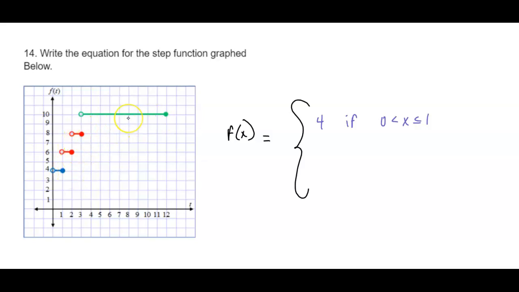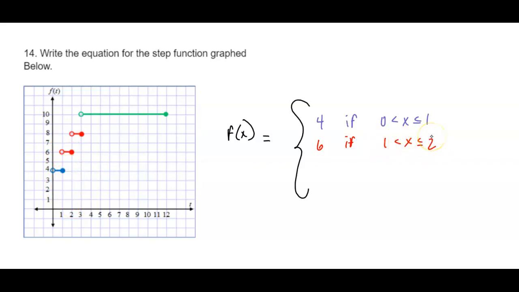So rather than restate that over and over again, for all of these steps right here, the right number on my inequality should be the equal to because they're all closed. The left number should be the one that's not equal to. All right, my second segment is a horizontal segment crossing at 6. So its value is 6 if x is between 1 and 2.